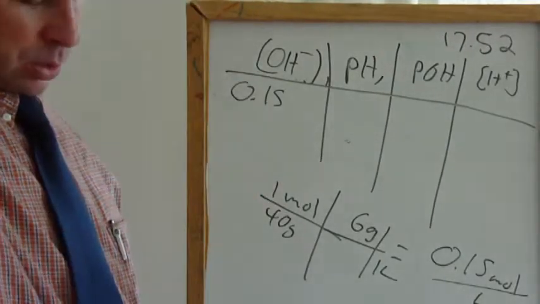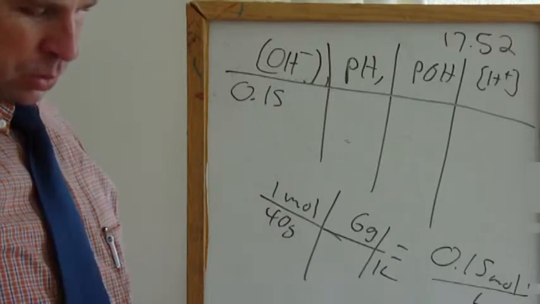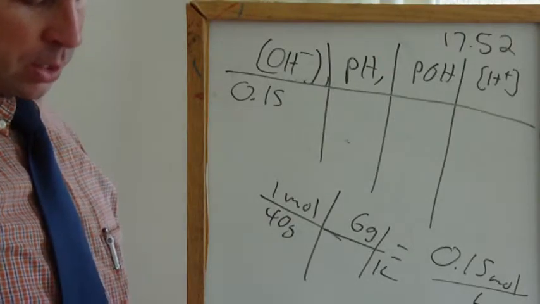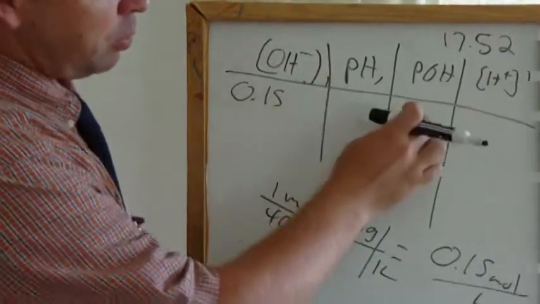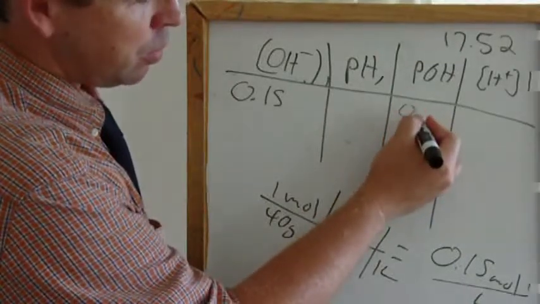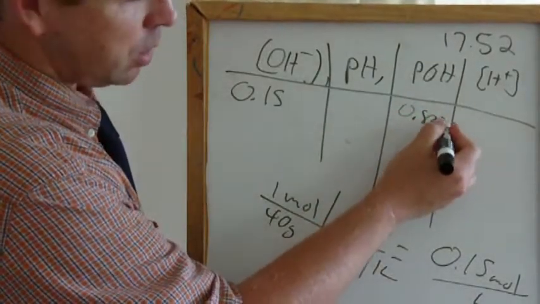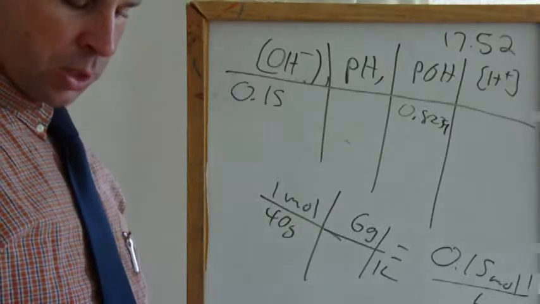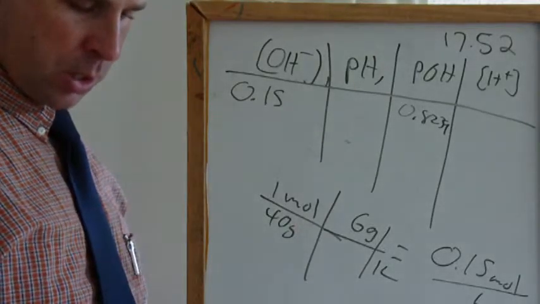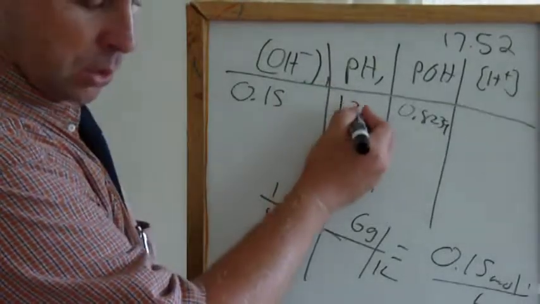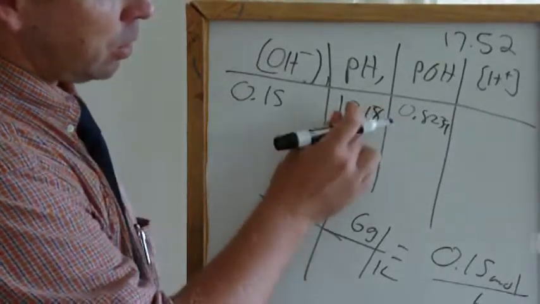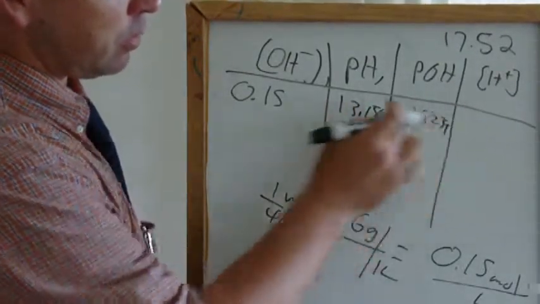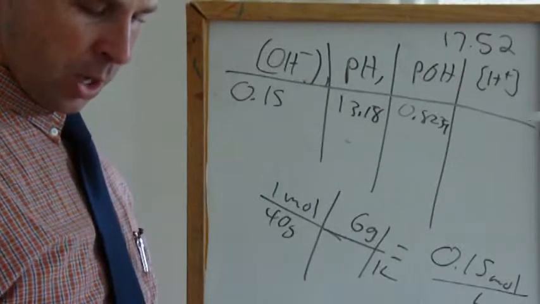Hydroxide ion concentration. Oh, that's right, that's right. We're trying to get the pOH. The pOH here is 0.82. That means the pH is 14 minus 0.82, which is 13.18.